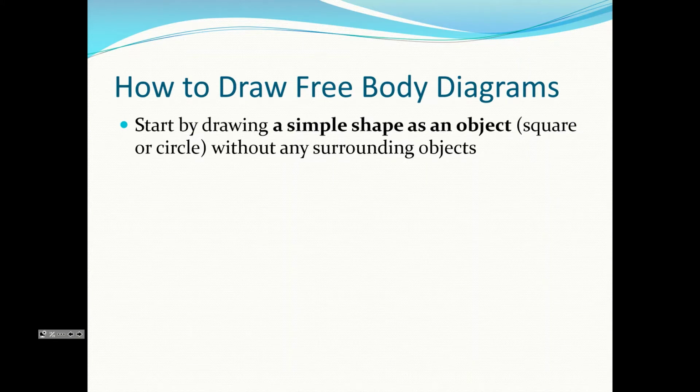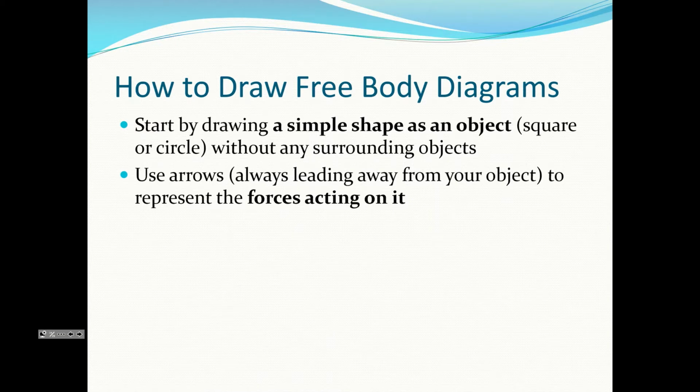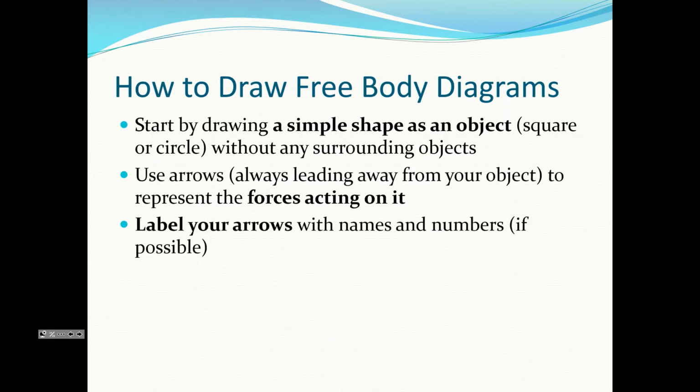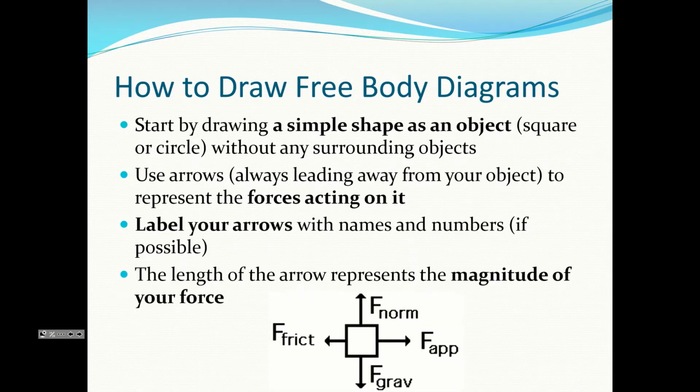So how to draw a free body diagram. Start by drawing a simple shape, such as a square or a circle, without any surrounding objects. Sometimes we do draw the floor, just to show that it is on the floor. Use arrows always leading away from your object to represent the forces acting on it, and label your arrows with names and numbers if possible. The length of the arrow represents the magnitude of the force. So this is a little example. They've drawn on these 4 forces acting on it. You can see that this force applied is bigger than this force of friction, so this is a bigger force than this one. It looks like these two are the same, so they're drawn as the same size.